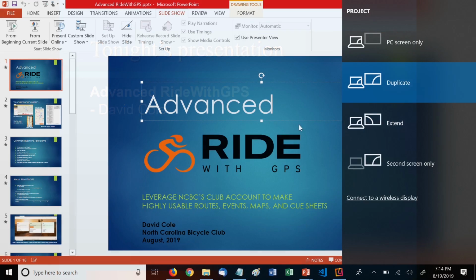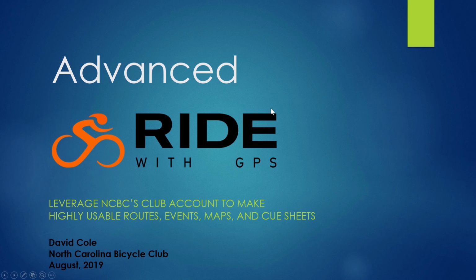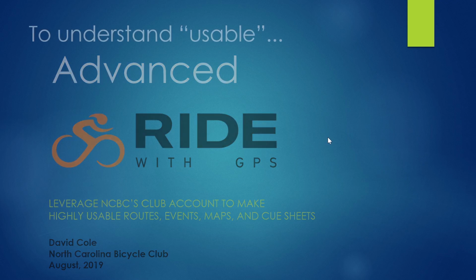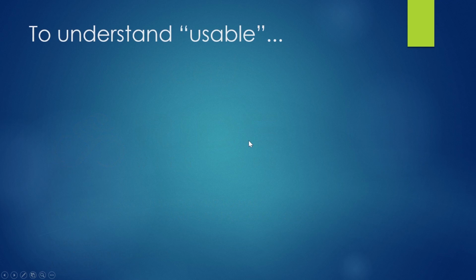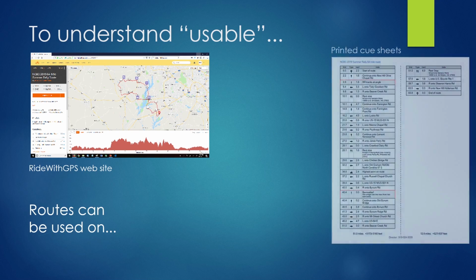So, to understand what usable means in this context, when you create a route, you can actually use this in a bunch of different scenarios. One would be on the Ride with GPS website, where you can see where the route goes and what the elevation profile looks like. Another would be if you have a printed cue sheet that you're using while you're riding. Another, of course, would be on the Ride with GPS app. Another would be if you've downloaded the route to a Garmin or similar device.